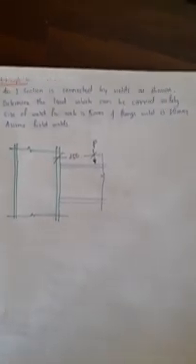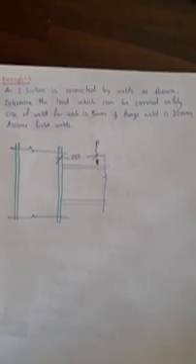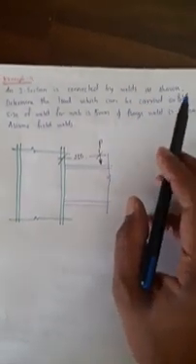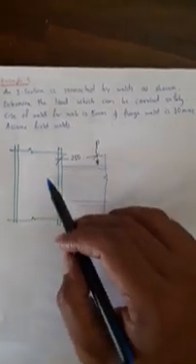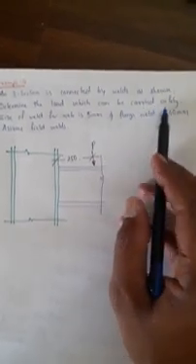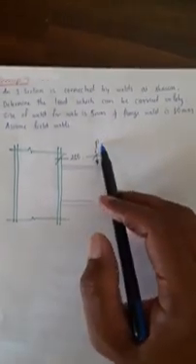Hello friends, today we'll start with the next case of problem. Take down the problem. An I section is connected by welds as shown. This is an I section which is connected to another column. Determine the load which can be carried safely. I need to determine load P.